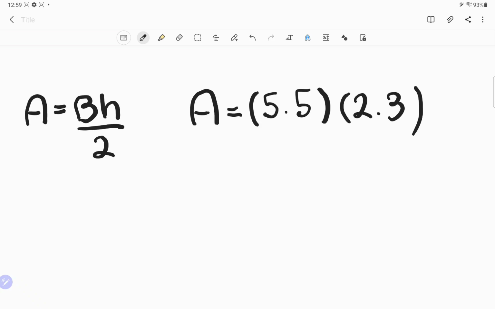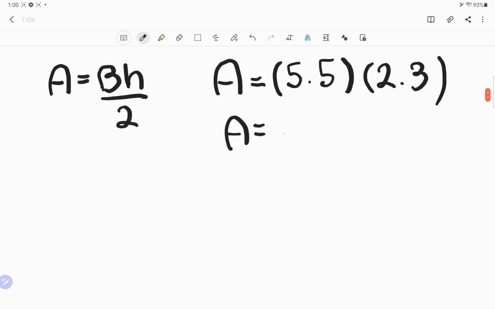So whenever I multiply these two together, it's going to be very easy. My actual answer is going to be A is equal to 12.65.